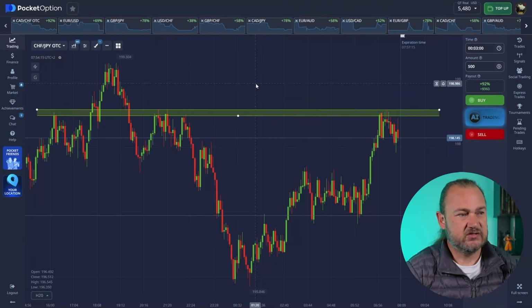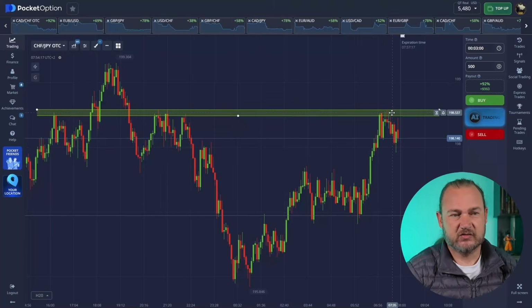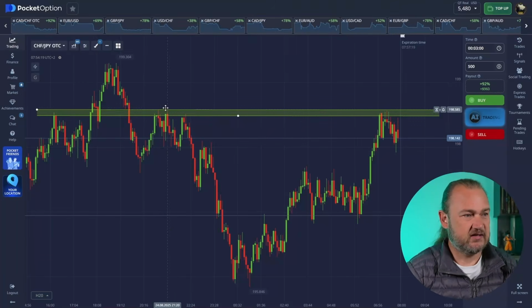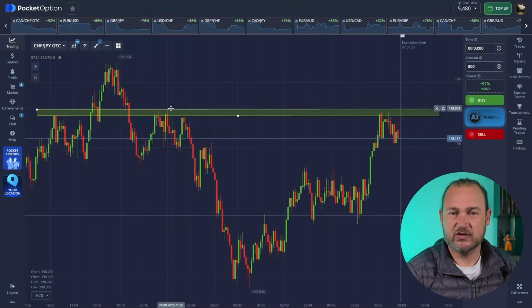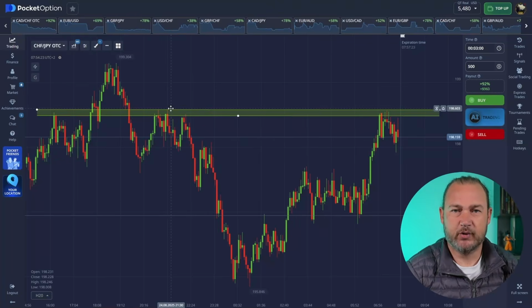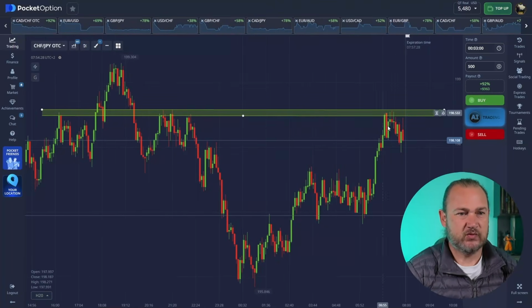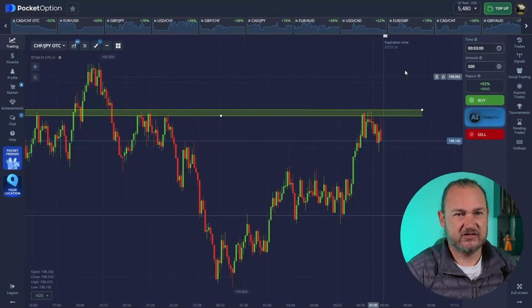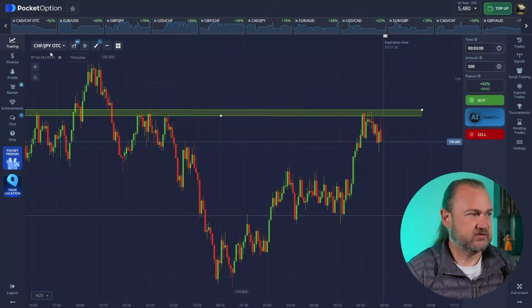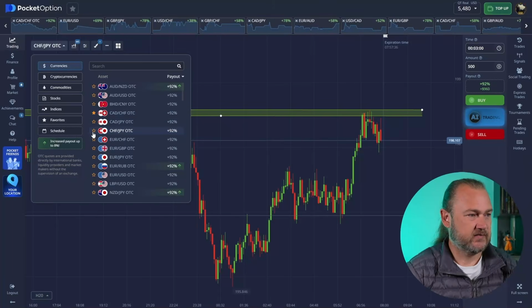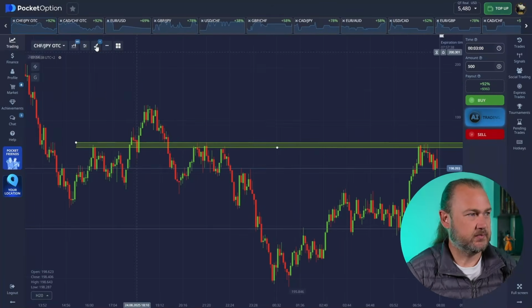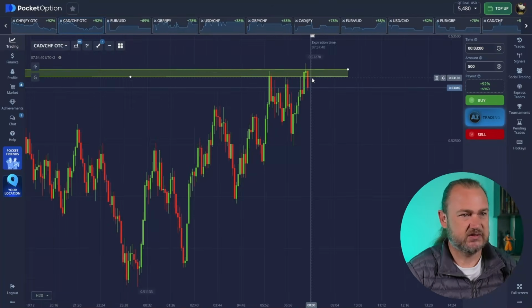Okay, so you guys will notice also that I draw my channels on the bodies and then on the wicks. So one line goes on the highest body and one line goes on the highest wick, more or less. And we can see that this is a fairly decent rejection. We should actually be able to take a sell trade here fairly soon. Let's just pin that as well. Let's go back to this one, see what's happening.